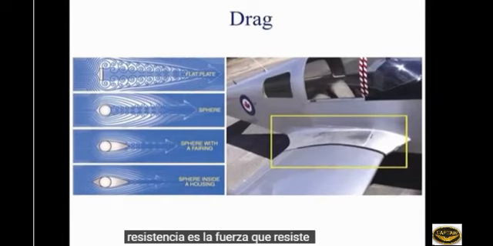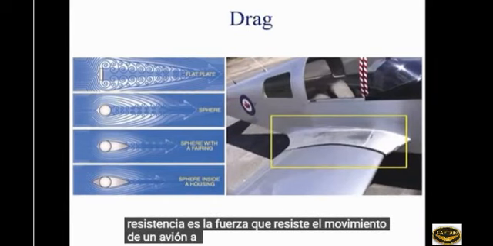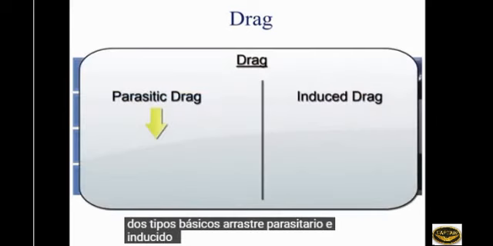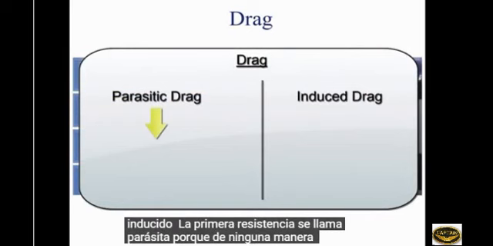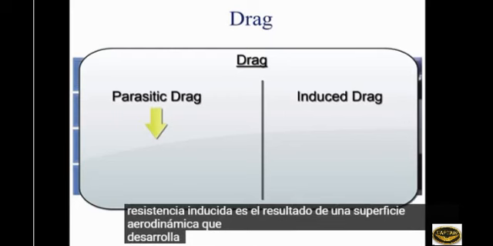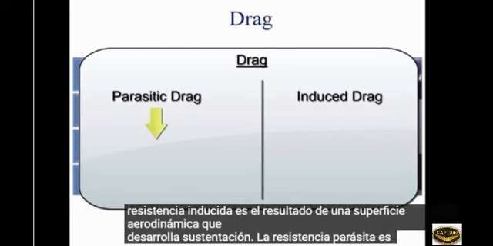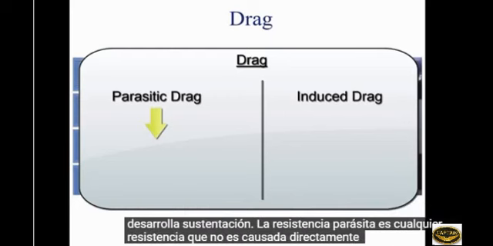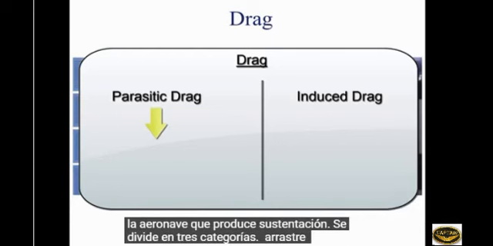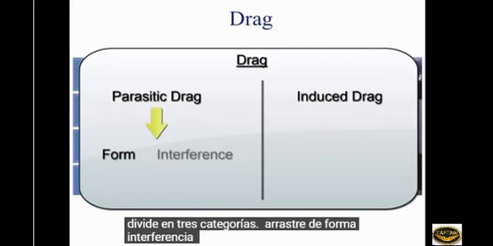Drag is the force that resists movement of an aircraft through the air. There are two basic types: parasitic drag and induced drag. The first is called parasite because it in no way functions to aid flight, while the second, induced drag, is a result of an airfoil developing lift. Parasite drag is any drag that is not caused directly from the aircraft producing lift. It is broken down into three categories: form drag, interference drag, and skin friction.